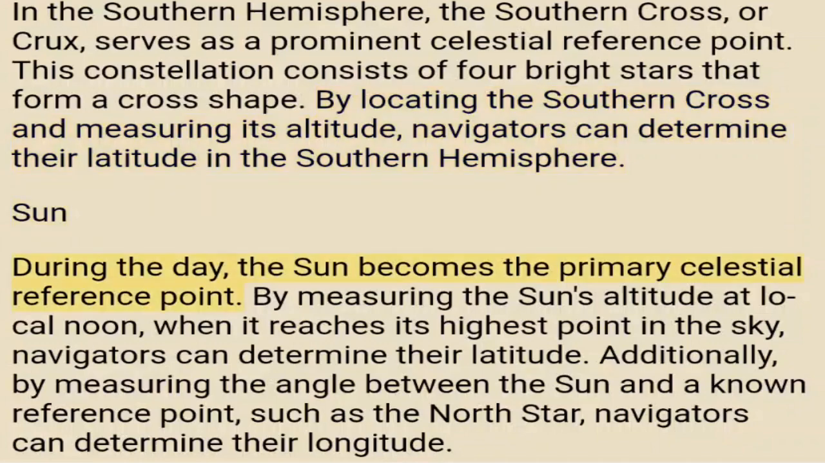Sun. During the day, the Sun becomes the primary celestial reference point. By measuring the Sun's altitude at local noon, when it reaches its highest point in the sky, navigators can determine their latitude. Additionally, by measuring the angle between the Sun and a known reference point, such as the North Star, navigators can determine their longitude.